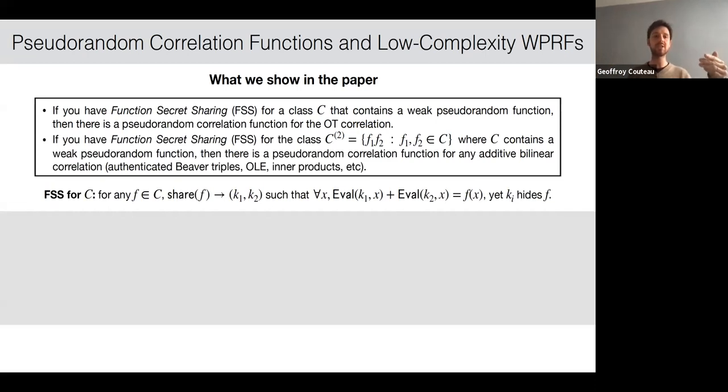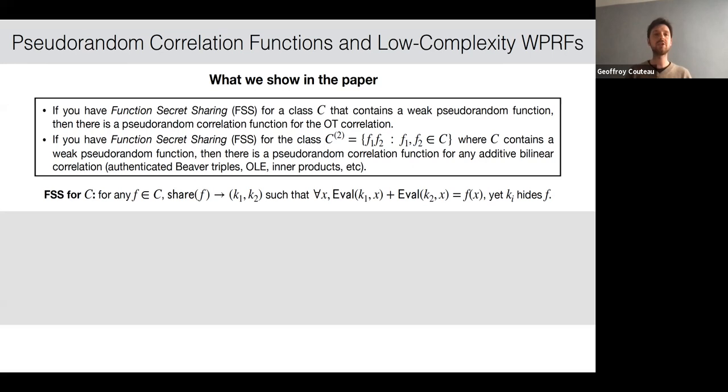And then if you evaluate your share of the function on the input x, and you sum the two shares obtained this way, then you reconstruct the output of the function. So if we have function secret sharing for some complexity class C, and this complexity class contains a weak pseudorandom function, then we can build a pseudorandom correlation generator for the oblivious transfer correlation. And if the complexity class is a bit more complex than that, if it also contains products of the class C, which contains a weak pseudorandom function, then we can go even beyond that.